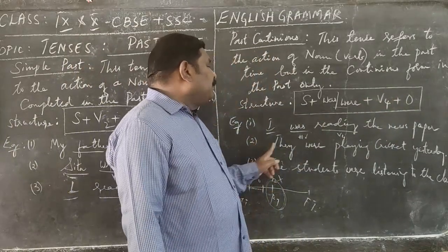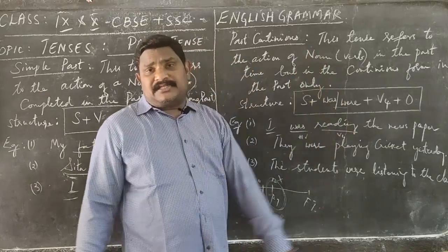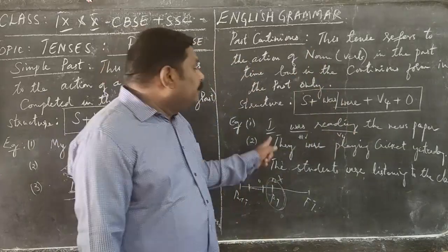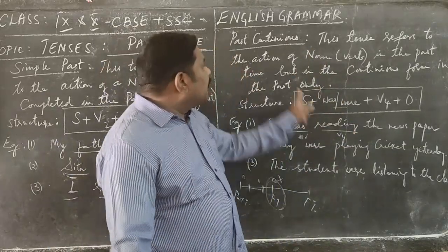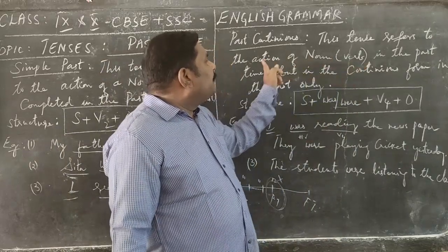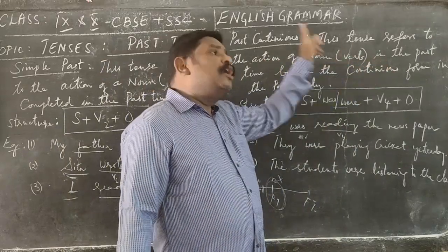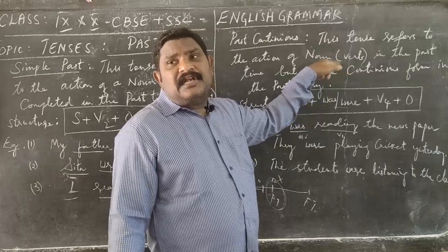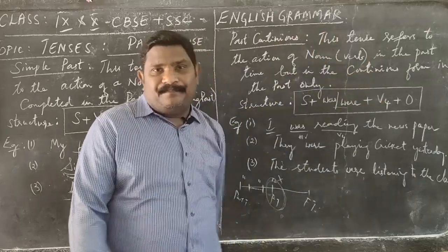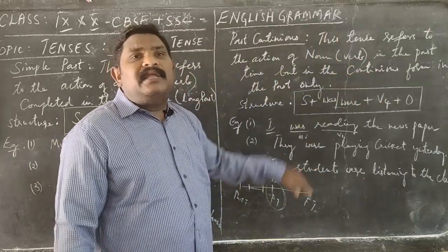Now the second sentence. They were playing cricket yesterday. What were they doing yesterday? They were playing cricket. So the action started in the past and is continuing in the past. It is in the continuous form in the past only.